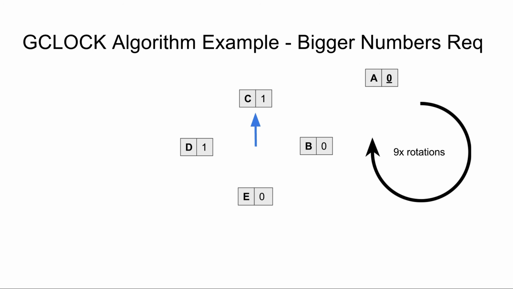So that's a very basic big number example, but that's all we really needed to do: to show that this algorithm can handle bigger numbers than 0 or 1, and that's essentially the difference between it and the CLOCK algorithm.